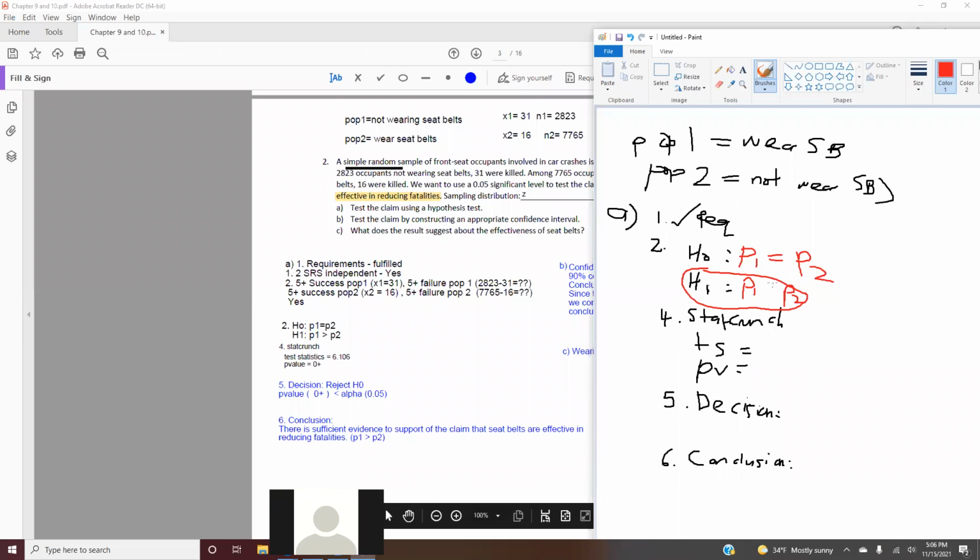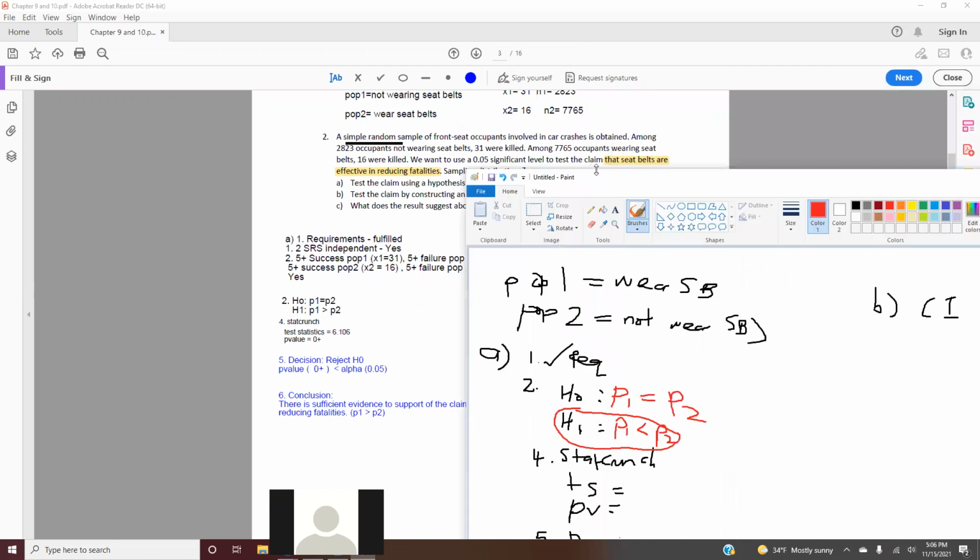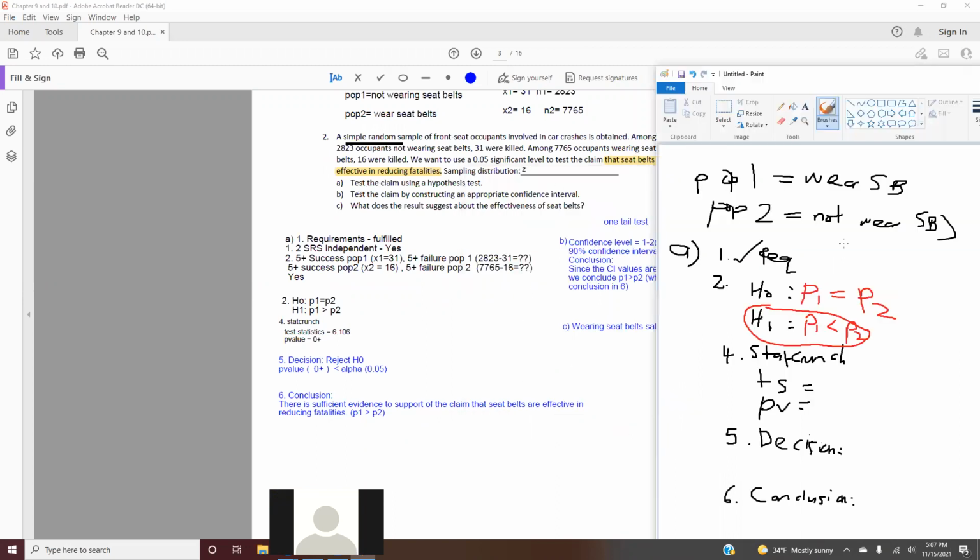Yes, this is correct. Okay, so if you put the first population as those that wear seatbelts and population 2 as those that do not wear seatbelts, and the claim statement says that seatbelts reduce death, that means the people who die among those who wear seatbelts is less than those who do not wear seatbelts. So that means seatbelts will reduce the death. So this is the correct way to do it if you put population 1 as seatbelts, population 2 as those who do not wear seatbelts. Yep, Grace, that is correct.